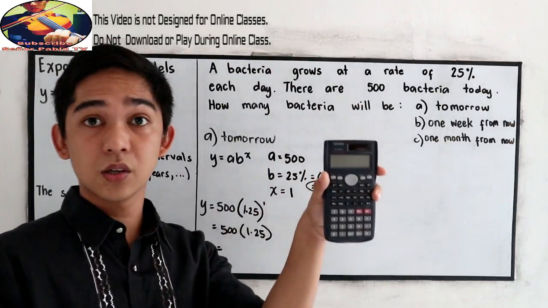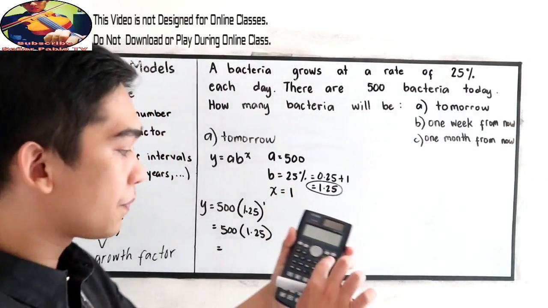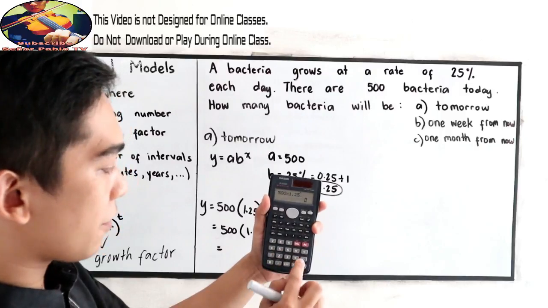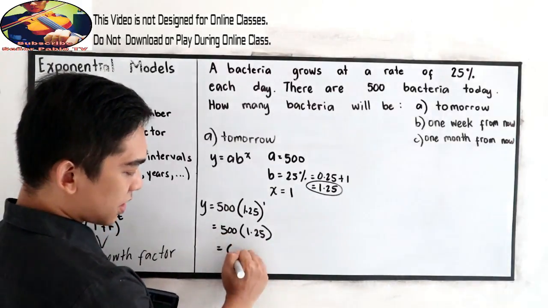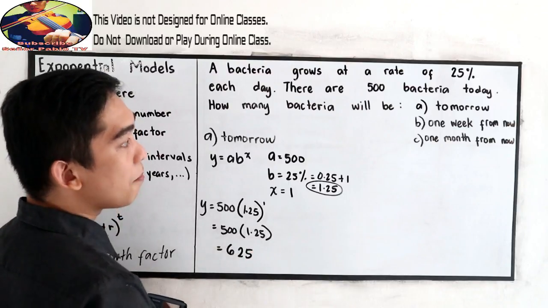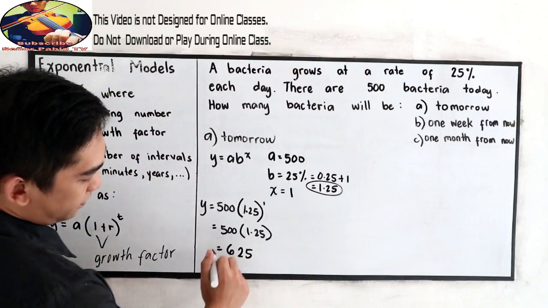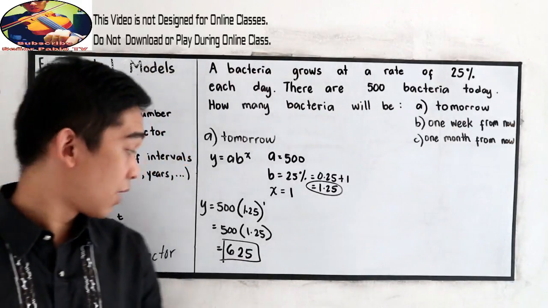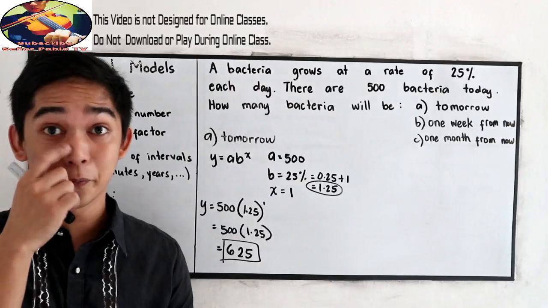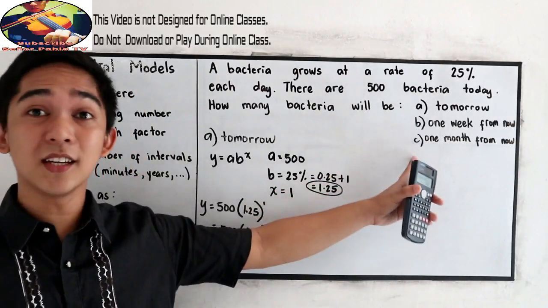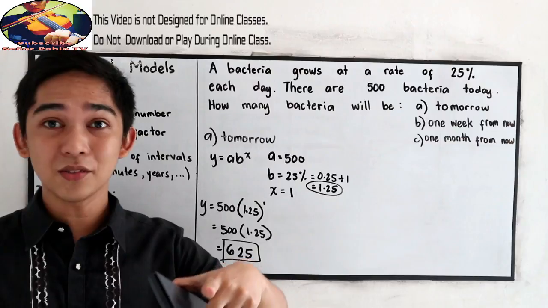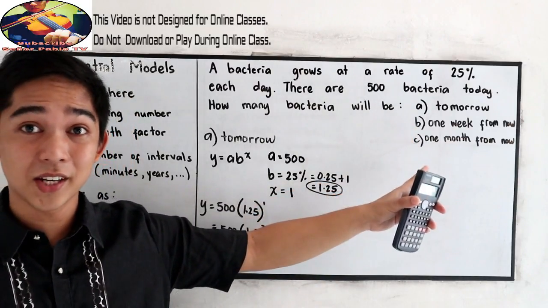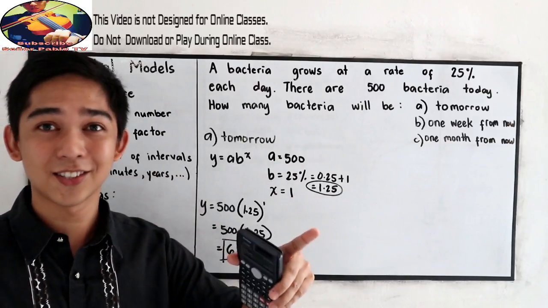So 500 times 1.25 raised to 1 is 1.25. So let us use our calculator to solve. 500 times 1.25. There are 625 bacteria tomorrow. If you want to try B and C, pause the video, then answer B and C. Then after answering, resume watching to check your answers.